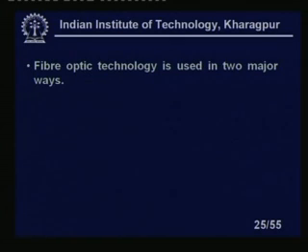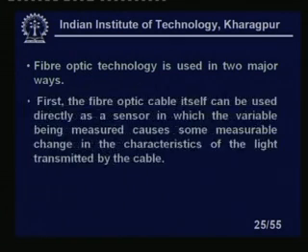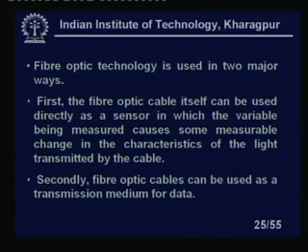Fiber optic technology is used in two major ways. First, the fiber optic cable itself can be used directly as a sensor, in which the variable being measured causes some measurable change in the characteristics of the light transmitted by the cable. Secondly, the fiber optic cable can be used as a transmission medium for data.